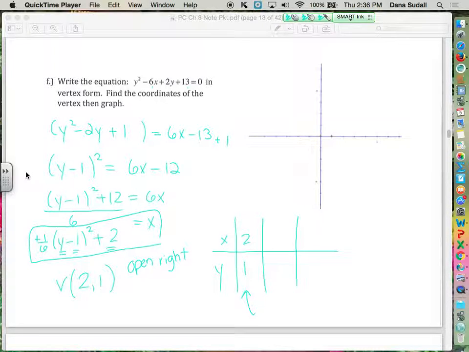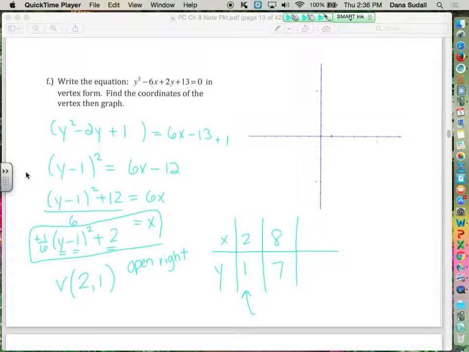So I'm going to pick a number like, if I put 7 in there, 7 minus 1 is going to give me 6. 6 squared is 36. 36 times 1/6 will give me 6. And 6 plus 2 is 8. So that was kind of a nice number to put in there. You don't have to. You can pick anything you like there. But that kind of makes it work out a little bit nicer.